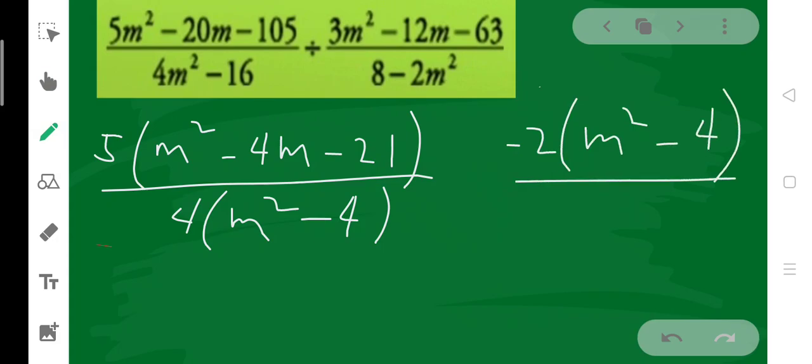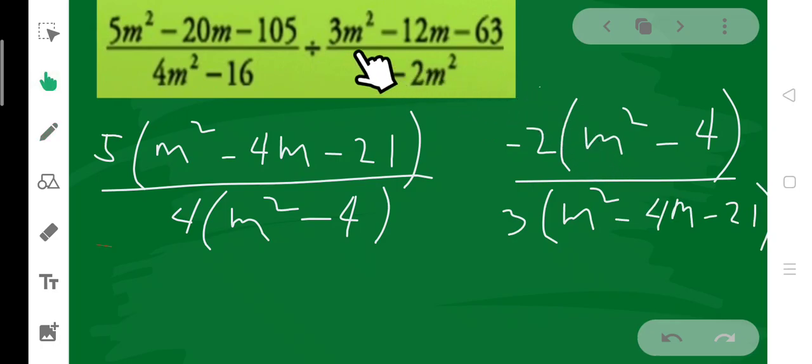And then for the denominator, this one becomes the denominator. In factored form, we have 3 times m squared minus 4m minus 21. Okay, why is that so? We have 3m squared divided by 3 is m squared. Negative 12m divided by 3 is negative 4m. Negative 63 divided by 3 is negative 21. Then proceed to multiplication.